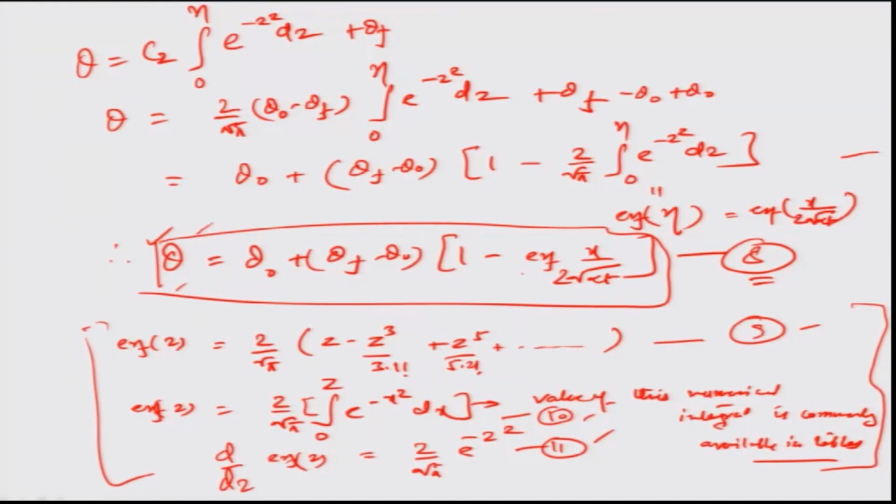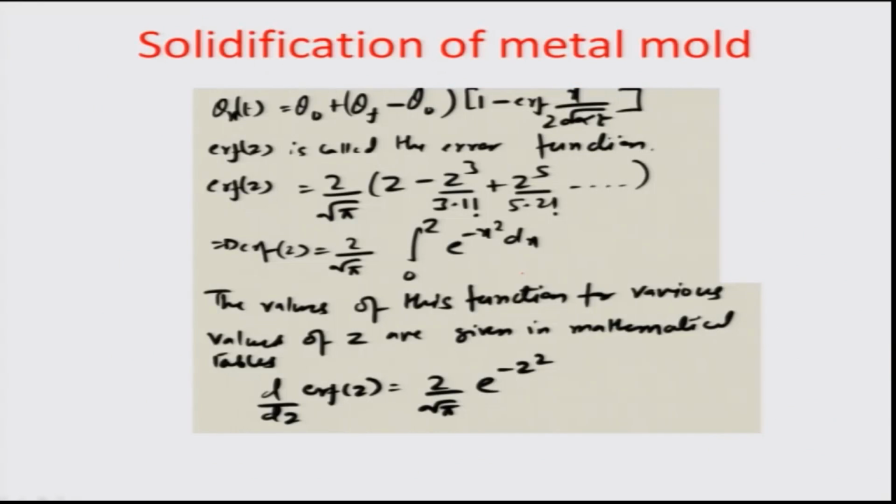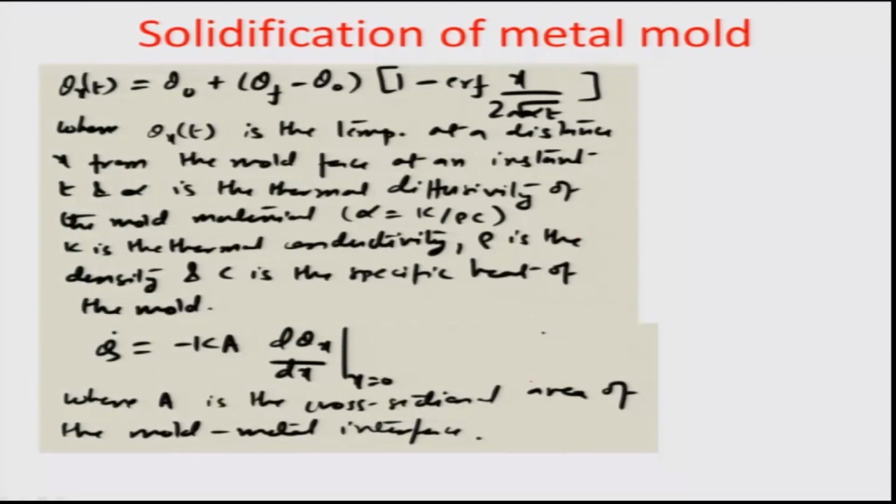So, this is in a nutshell the summary of the whole form of representation of theta. Theta x is now the temperature at a distance x from the mold face at an instant t, and alpha is the thermal diffusivity, which is normally given by thermal conductivity K by rho C. That is how it was defined in the heat transfer equation.